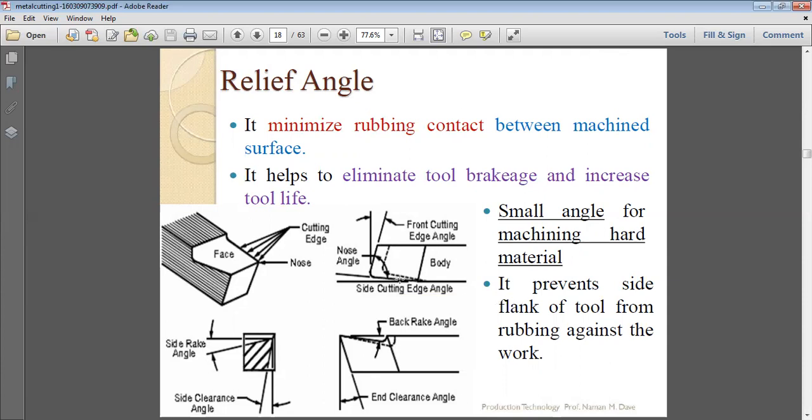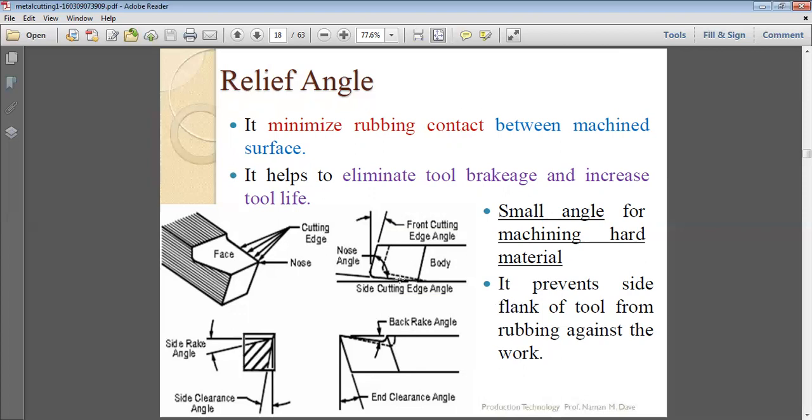Clear? So we are just taking off the contact, reducing the friction out of this. So eventually, when we are taking the tool back out of this, we'll be eliminating the tool breakage and increasing the life of the tool in this part. So, small angle for machining hard material. What remedies can we suggest out of it? The first one can be the small angle for machining hard material.